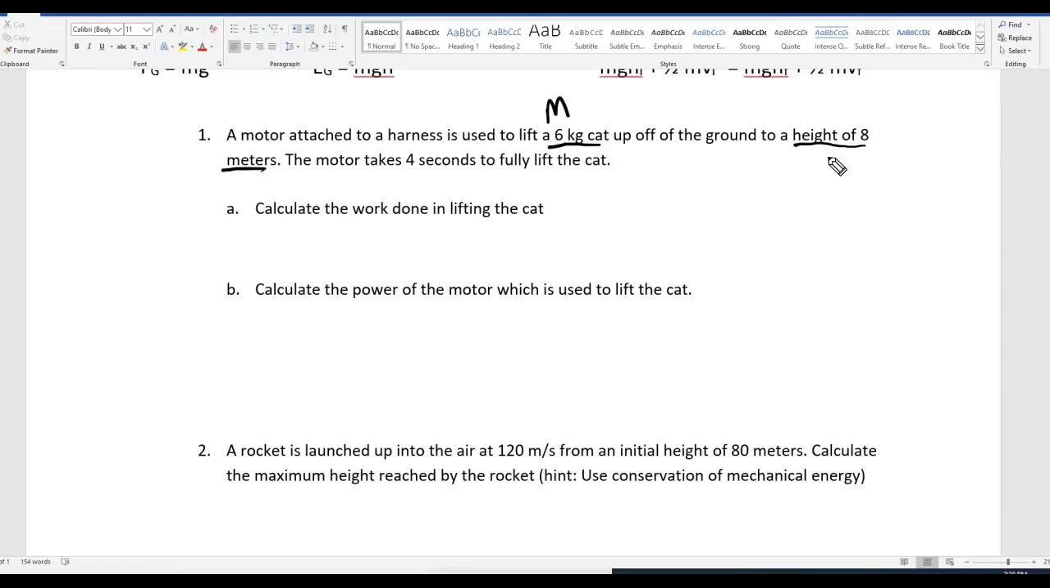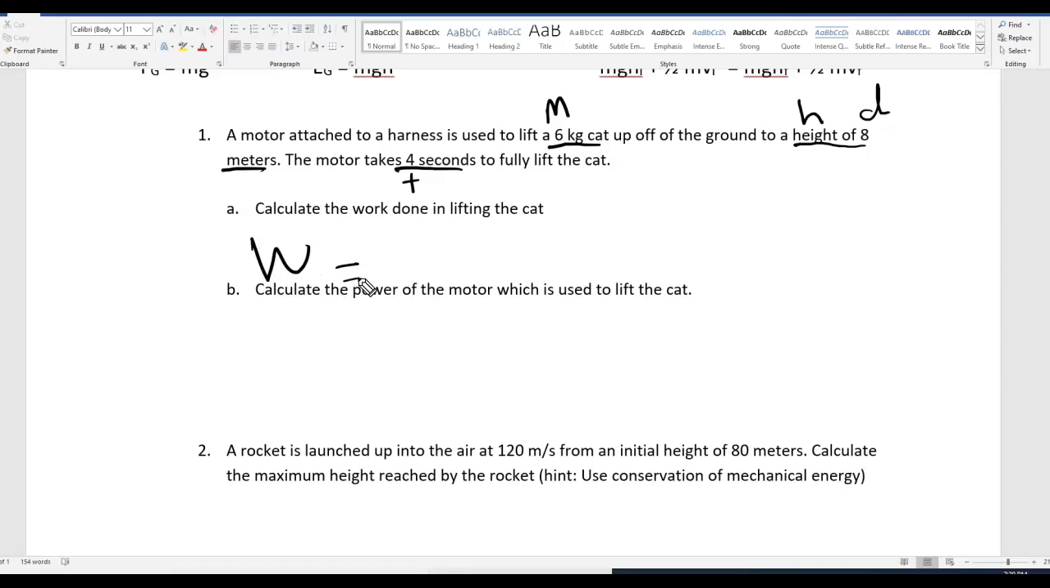Okay, so this is going to be either a distance or height, depending on what we're asked to find. Obviously, it says height, but if it's lifting the cat straight up, that also means that the cat moves a distance of 8 meters. So depending on what we're asked to find, this could be height or it could be distance, because they would be the same in this case. Now, the motor takes 4 seconds to lift the cat, so this is time.